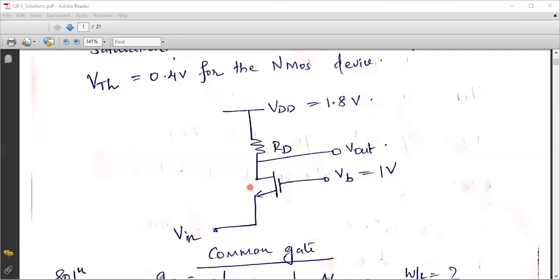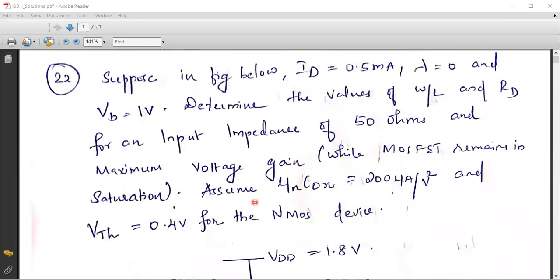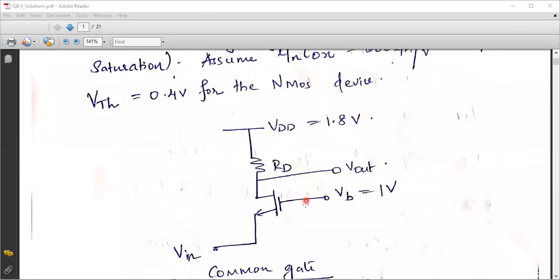So by observing this circuit diagram, it is understood that this is working in common gate. Please note that it is working in common gate. Even if it is not mentioned in the question, by seeing the circuit diagram, you should understand that this is the common gate configuration. Why is it called common gate? Because you are giving the input to the source terminal and you are taking output from the drain terminal. Input is given to source and output is taken from the drain.